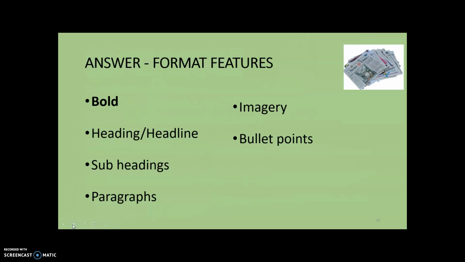So the answers to format features, we've got an array here. You'd probably find bold, and as you can see over here on the right hand side, you've got bold text. You have headings and headlines. You probably have subheadings, paragraphs, so a text would form paragraphs, imagery, which is talking about pictures, and you would have bullet points. So have you managed to get any of those?